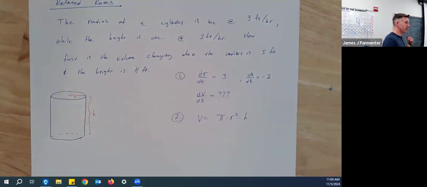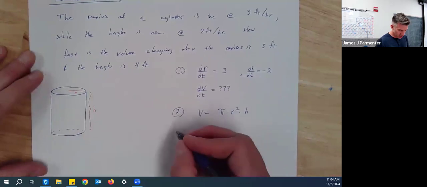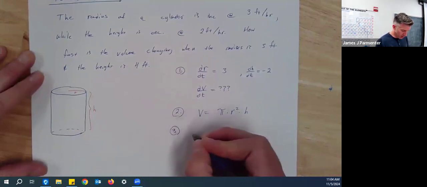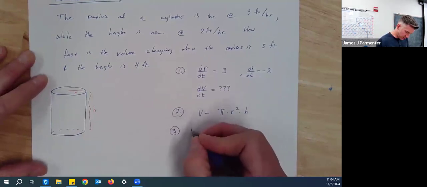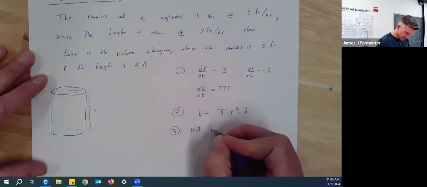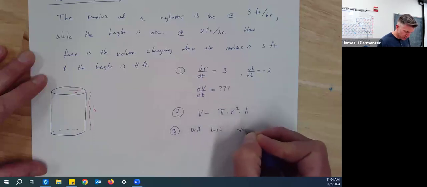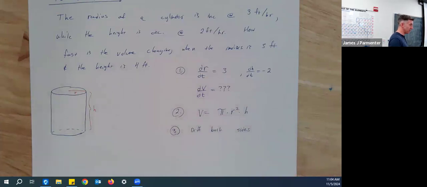Then we differentiate both sides. Right after you find the equation, assuming that you've got the variables you want, you're going to find the derivative, or differentiate both sides. And this is where we're essentially doing implicit differentiation on both sides.